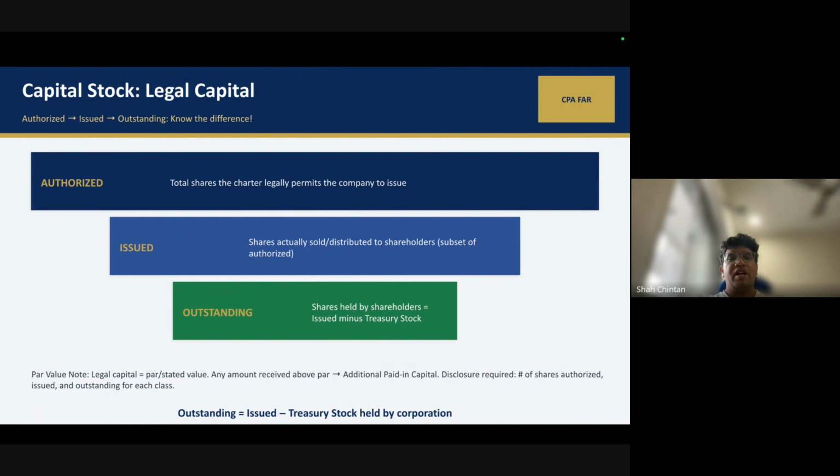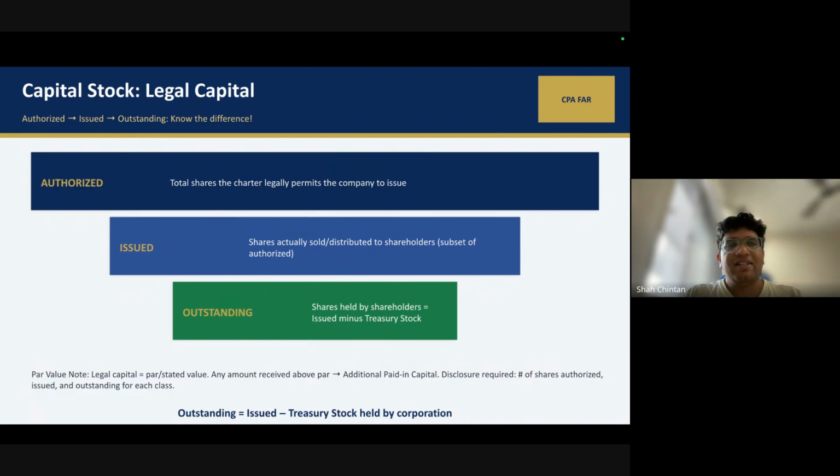So what are authorized shares? The authorized shares are that number of shares which can be issued by the company at the highest level. Beyond this, the company cannot issue any further shares. So it's a maximum, a ceiling limit up to which a company can issue shares. It is called authorized shares. Issued shares means how many shares are actually issued by the company, distributed to the shareholders. Always issued will be lesser than authorized. Outstanding means as on date, how many shares are actually running in the market.